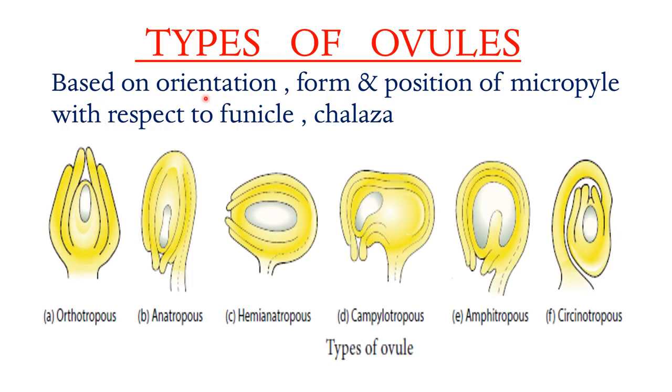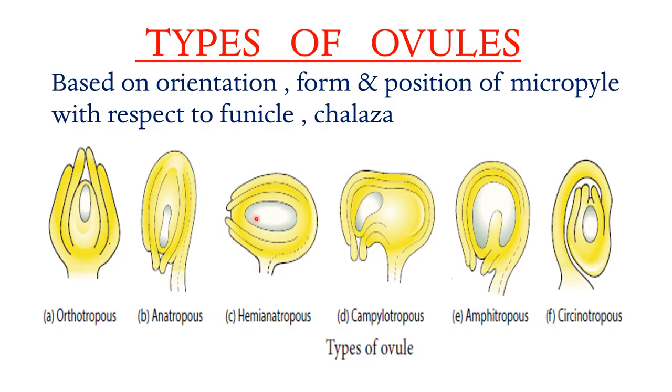Ovules are classified based on orientation, form and position of the micropyle with respect to the funicle and chalaza. If the micropyle, chalaza and the funicle lie on the same line, it will be called orthotropous, seen in many Polygonaceae family plants. Anatropous is when the micropyle lies close to the funicle, found in dicots and monocots.